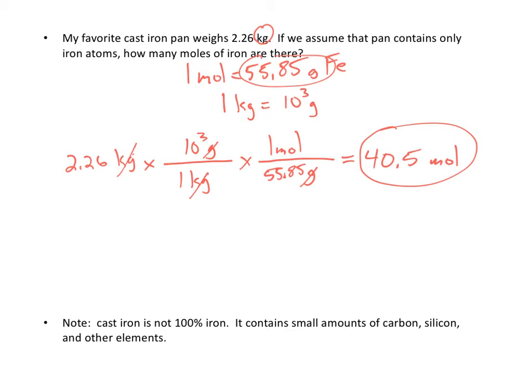And just in case anybody yells at me, I realize that we're making an assumption that that pan only contains iron atoms, and that's not the case. Cast iron does contain small amounts of carbon, silicon, and some other elements, but it's mostly iron.